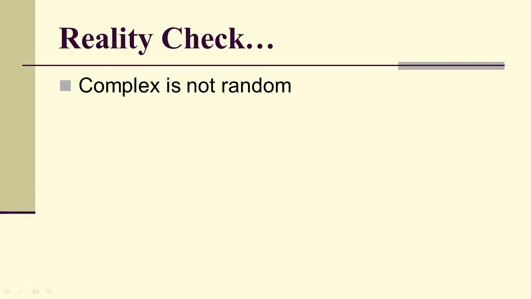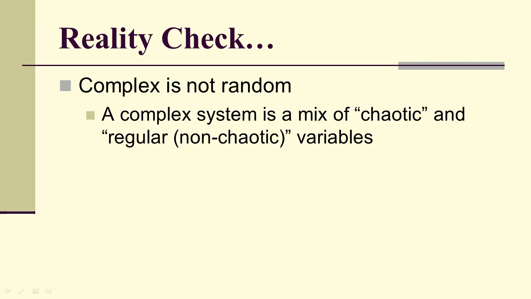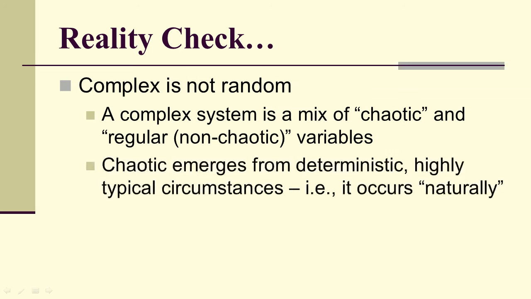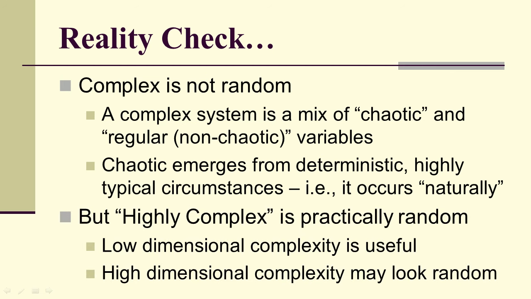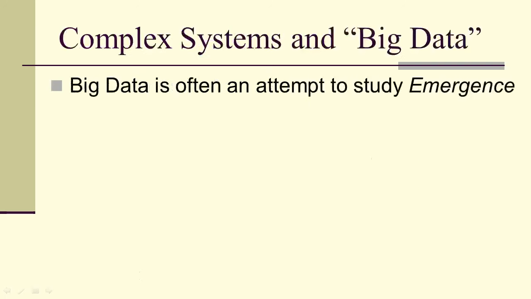So, complex is not random. A complex system is a mix of chaotic and regular non-chaotic variables. Chaos emerges from deterministic, highly typical circumstances because it occurs naturally. But highly complex is practically random. So we'll see that low dimensional complexity is useful, but for high dimensional complexity it may be best to just think about it probabilistically.